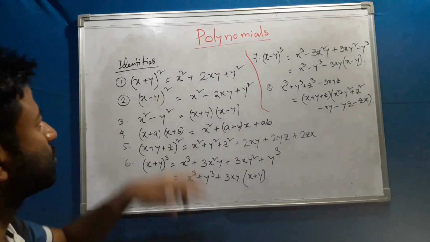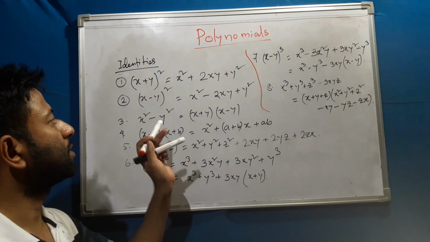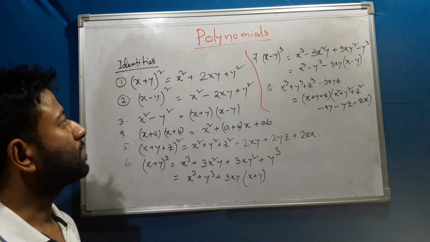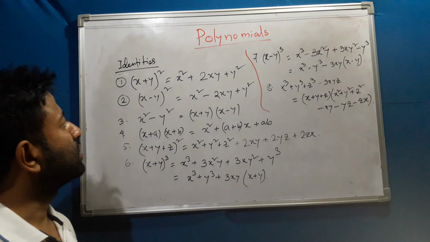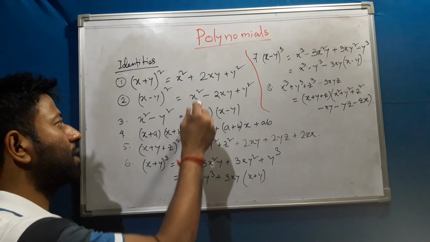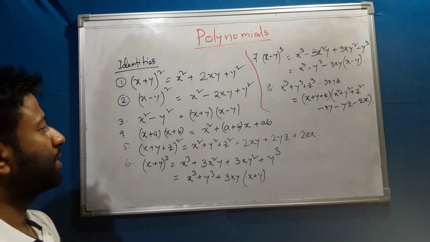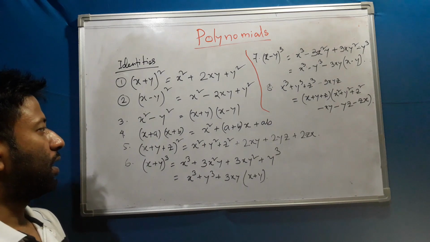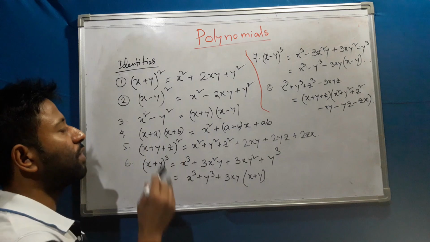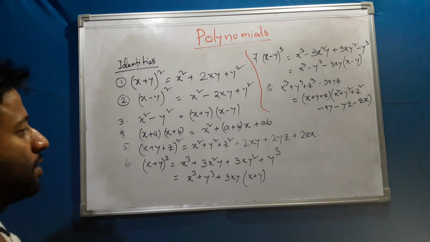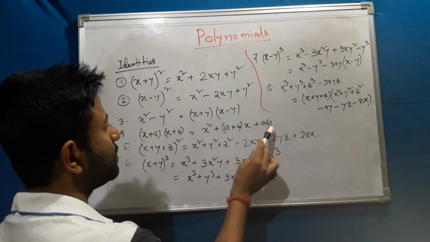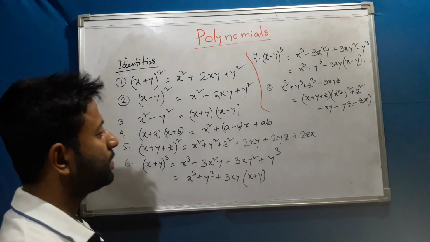The first one is (x plus y) whole square. That is x square plus 2xy plus y square. The second one is (x minus y) whole square, which is the same but with minus instead of plus. The next is x square minus y square equals (x plus y) into (x minus y). And the third one is (x plus a) into (x plus b).